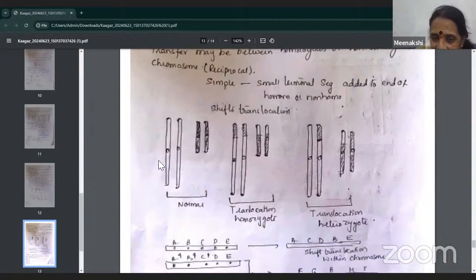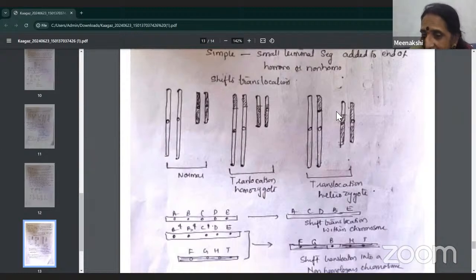Let us see that. So this is the normal chromosome here, pair 1 and pair 2. If there is a shift, a translocation, you can see this uncolored state and here it is colored. So a part of this chromosome has been shifted to this. So it is a homologous translocation that has occurred. From here to here it has translocated.